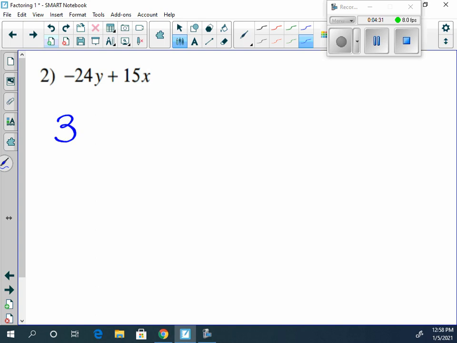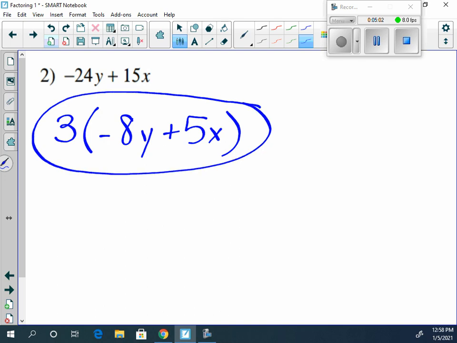Should be, say, 3, because 3 is a factor of negative 24 and 15. 3 goes into both of those terms, so we can factor it out. Negative 24 divided by 3, if we factor 3 out of negative 24, we're left with negative 8y. Plus, if I factor 3 out of 15, or 15 divided by 3, I'm left with 5x. And that's as simplified as we can get it.